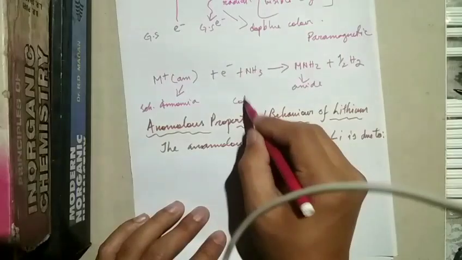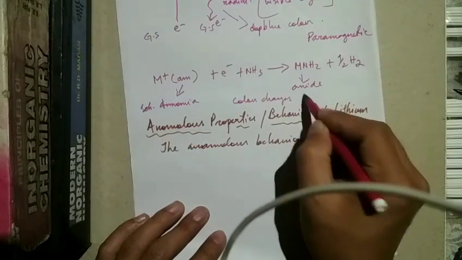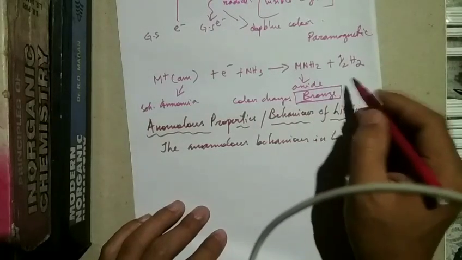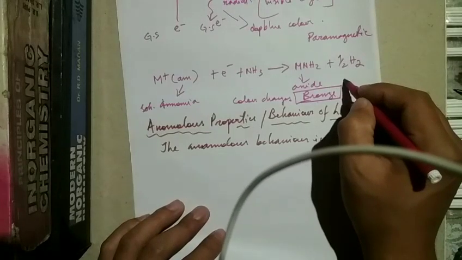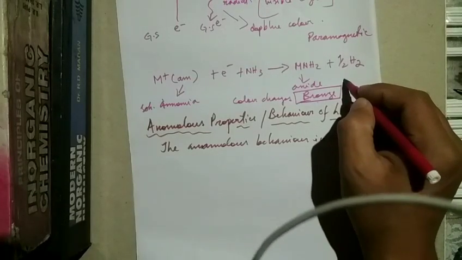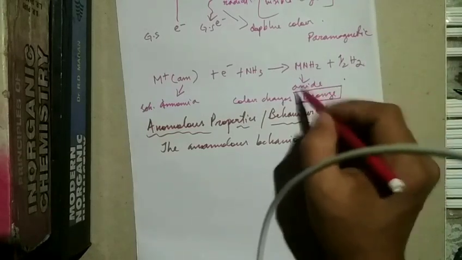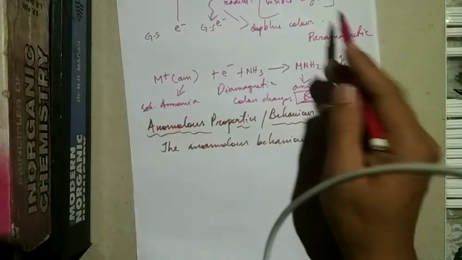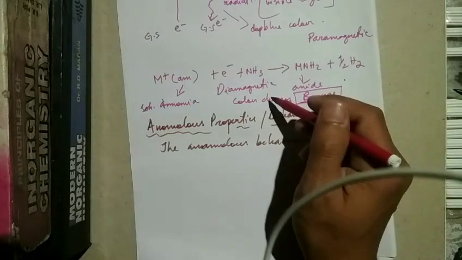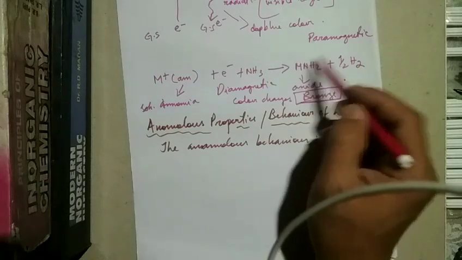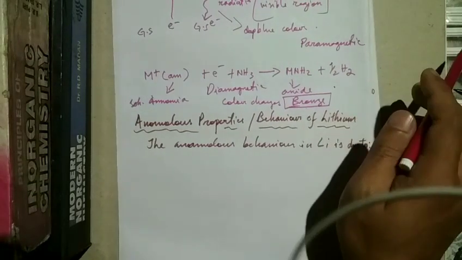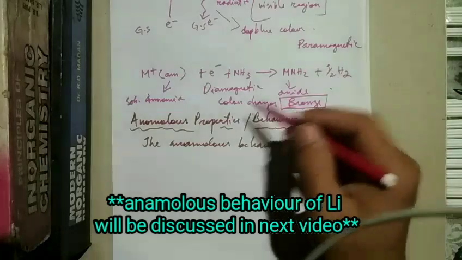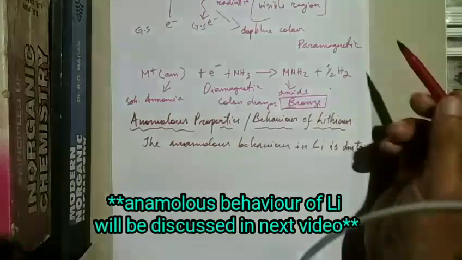The color changes to bronze color. And the magnetic behavior in this case will be diamagnetic. So this one is paramagnetic, this one is diamagnetic. In exams this kind of question comes, especially in competitive exams: what is the color, or why the color is blue, or whether it is paramagnetic or diamagnetic, something like that.